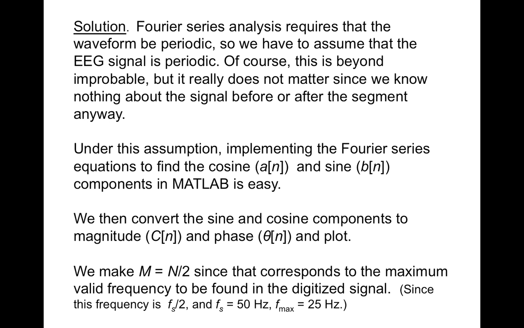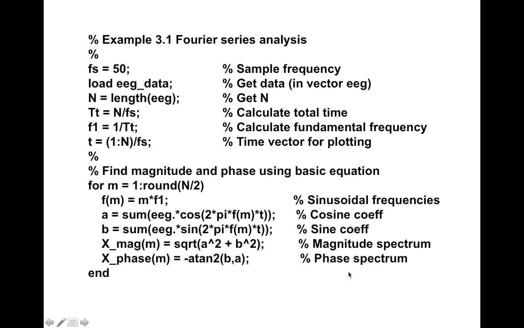Okay, so under this assumption, we can implement the Fourier series equation to find the cosine and sine components using MATLAB, and we can convert those to a magnitude and phase equivalent, and then plot that. So we're going to make m be n over 2 because of the Nyquist sampling criteria. In other words, the highest frequency that we can represent with this signal is half of the sampling rate. So 25 Hertz will be our highest frequency that we can represent.